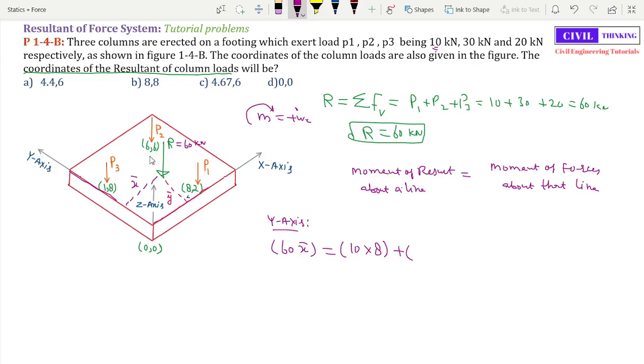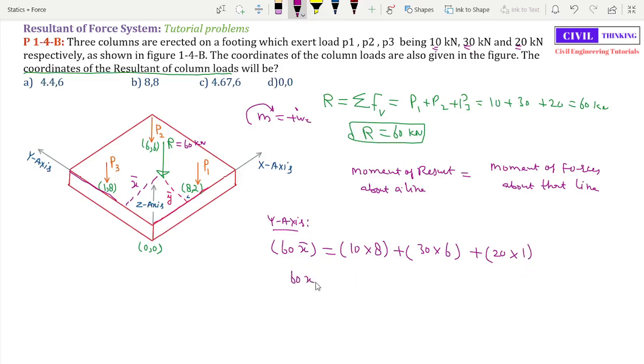plus, now let's find the moment of p2. P2 is 30, multiplied by how far p2 is normally from the y-axis. It is 6, plus the moment of p3 about the y-axis. P3 is 20 kilonewton, multiplied by how far p3 is from the y-axis. It is 1, right? So that is Varignon's theorem.